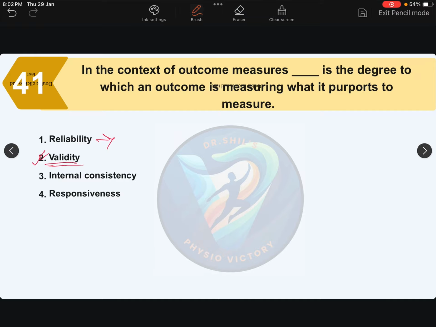Reliability refers to the consistency or repeatability of an instrument, not necessarily its accuracy. And internal consistency refers to the degree to which different items on a test measure the same construct. And responsiveness indicates how well an outcome measure detects change over time.